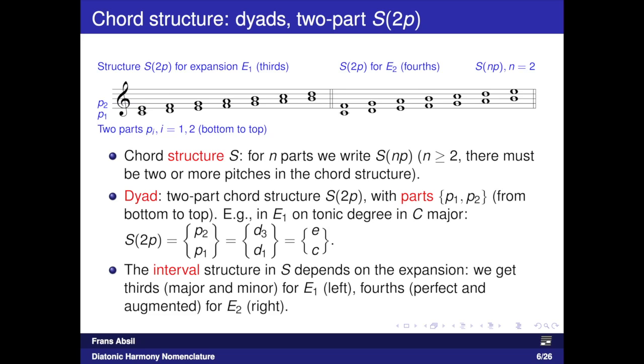In case we want a different system of harmony, we could base the chord structures on a different expansion, and this is shown on the right, where we start from expansion E2, where the scale is written in fourths, and now we get dyads which consist of perfect and augmented fourths.